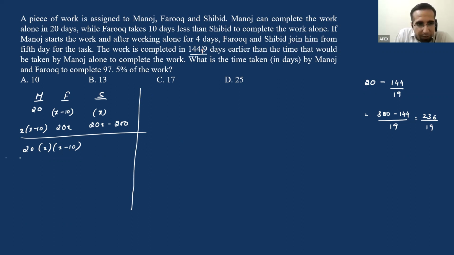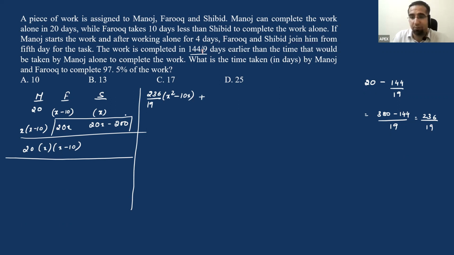Right? So let me keep this space aside. So 236 by 19 into x square minus 10x. Now, Farooq and S worked for 4 days less because they joined after 4 days, right? So 236 by 19 minus 4. If I write it over 19, that is 236 minus 76. That is 160 by 19. So 160 by 19 days were the days for which these two have been working. That is 40x minus 200.